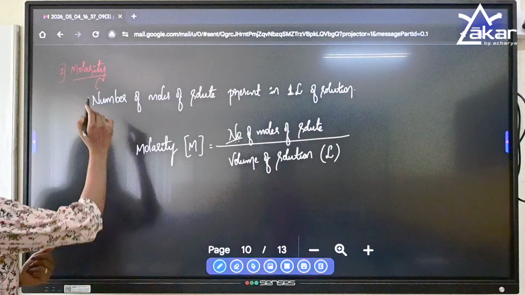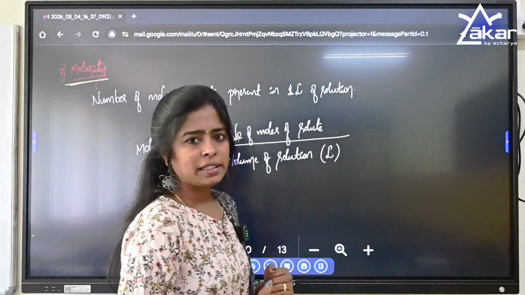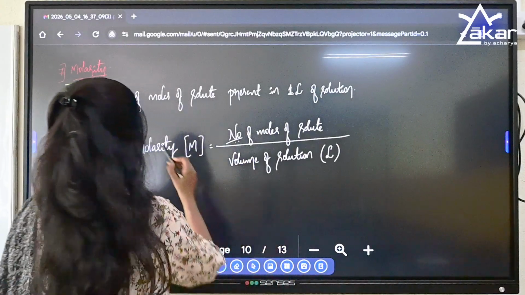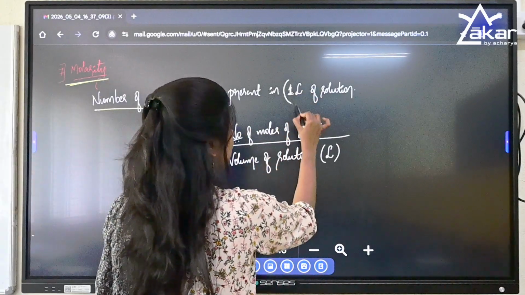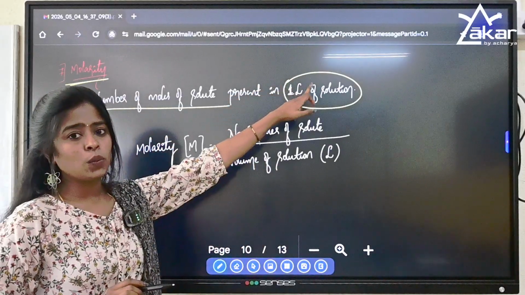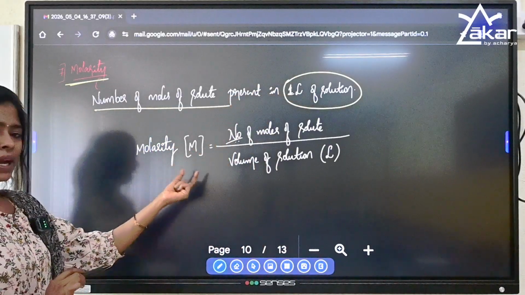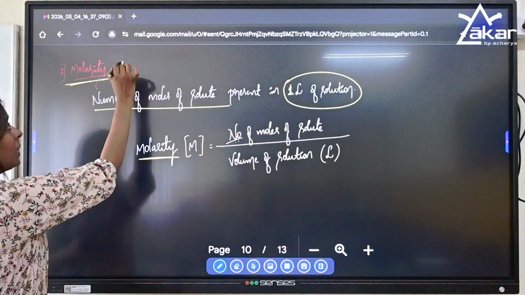Next concentration term is molarity. So what is molarity? We already studied this definition in first PU. Molarity is the number of moles of solute present in 1 liter of solution. Number of moles of solute which is present in 1 liter of solution. How to write the mathematical equation? Molarity is represented by capital M.